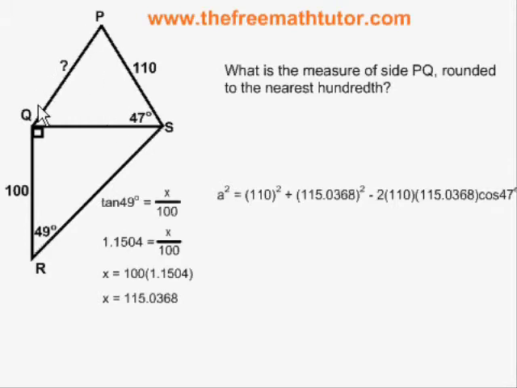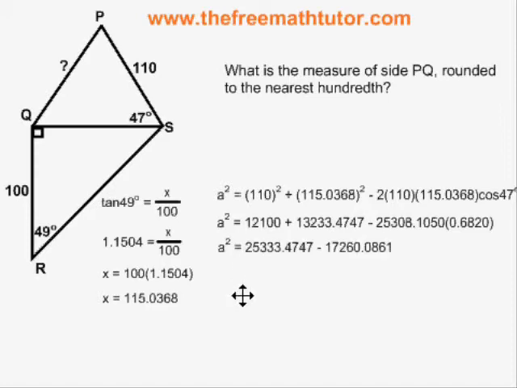Naming our unknown side PQ as side A in the cosine law formula, that makes PS and QS our side B and our side C. So we fill in our cosine law formula with those two sides and with angle 47. As we solve, this is what it looks like. We end up with a squared equal to 8073.3886 if rounded to 4 decimal places.